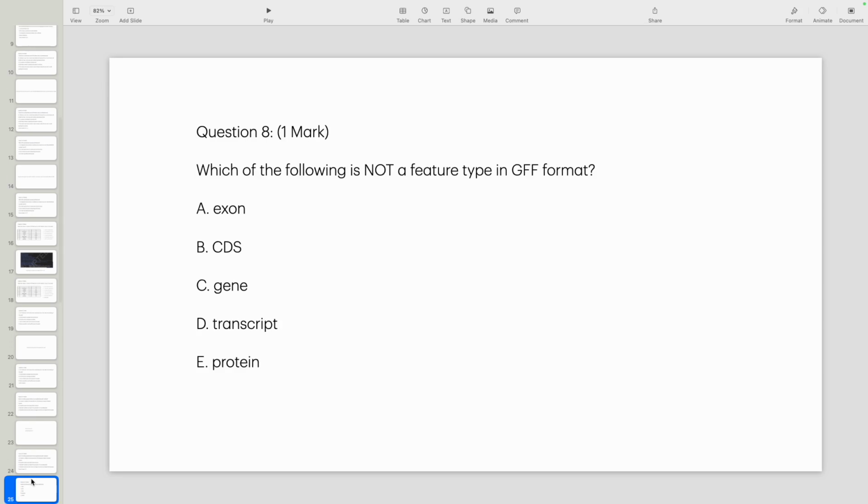Question number 8. Which of the following is not a feature type in GFF format? Exon, CDS, gene, transcript, protein. Let's go through this question and try to answer it. A GFF file is a gene annotation file. So what are the features this file does not contain? We have one option, which is protein.